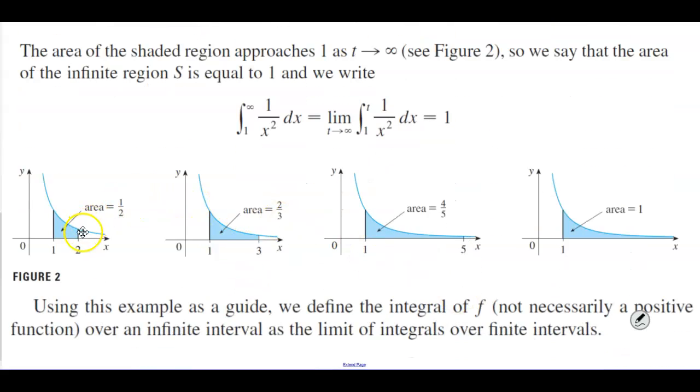Now, you can see here what's happening with each one of these scenarios. If we go from a lower limit of 1 to 2, the area is equal to 1/2. If we go from 1 to 3, the area becomes 2/3. Going from 1 to 5, the area becomes 4/5. It continues and continues, and I can see here that the area is becoming 1. You can see how this small area gets bigger, ultimately increasing to the area of 1.